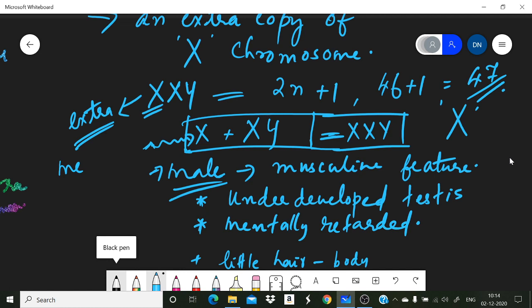Such individuals may show a very peculiar feminine character, that is, development of breasts or mammary glands.